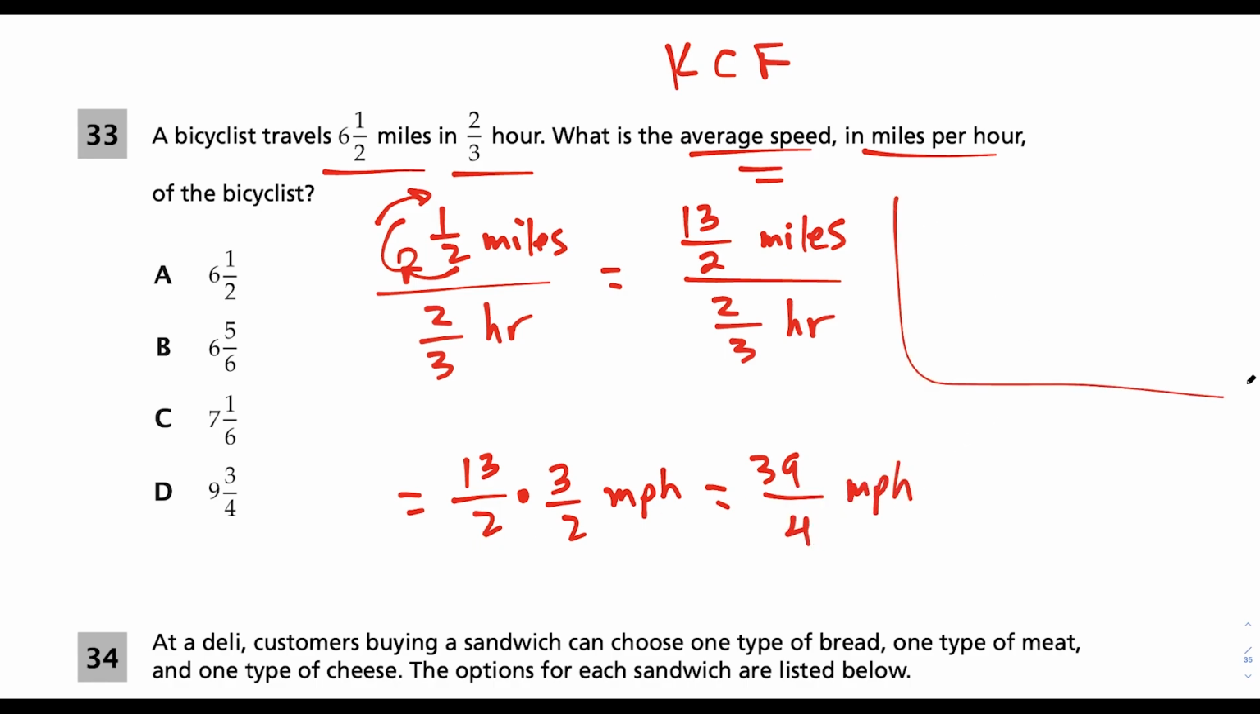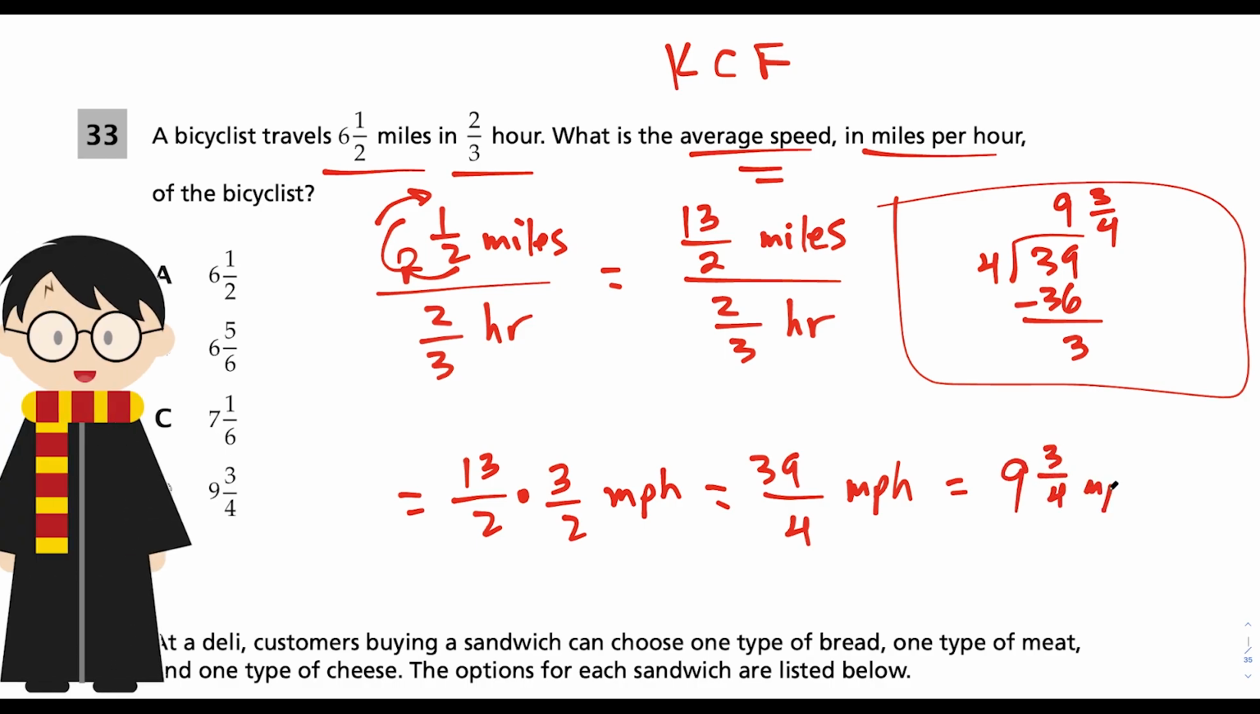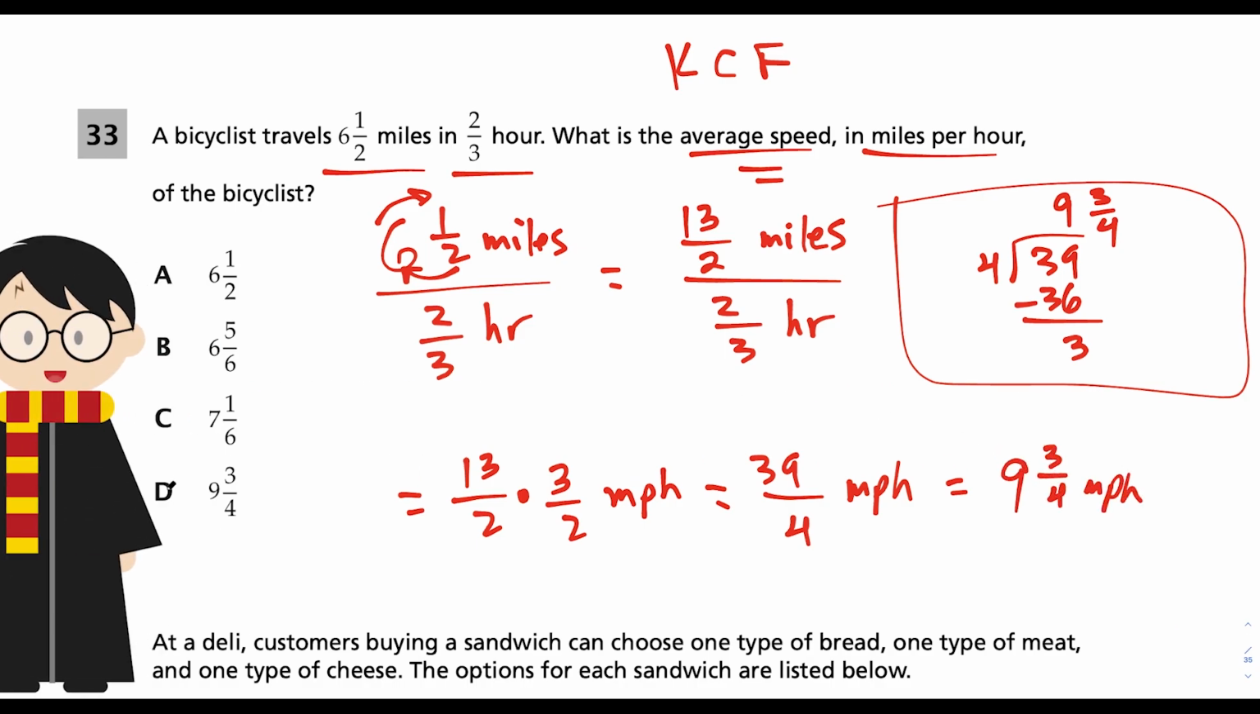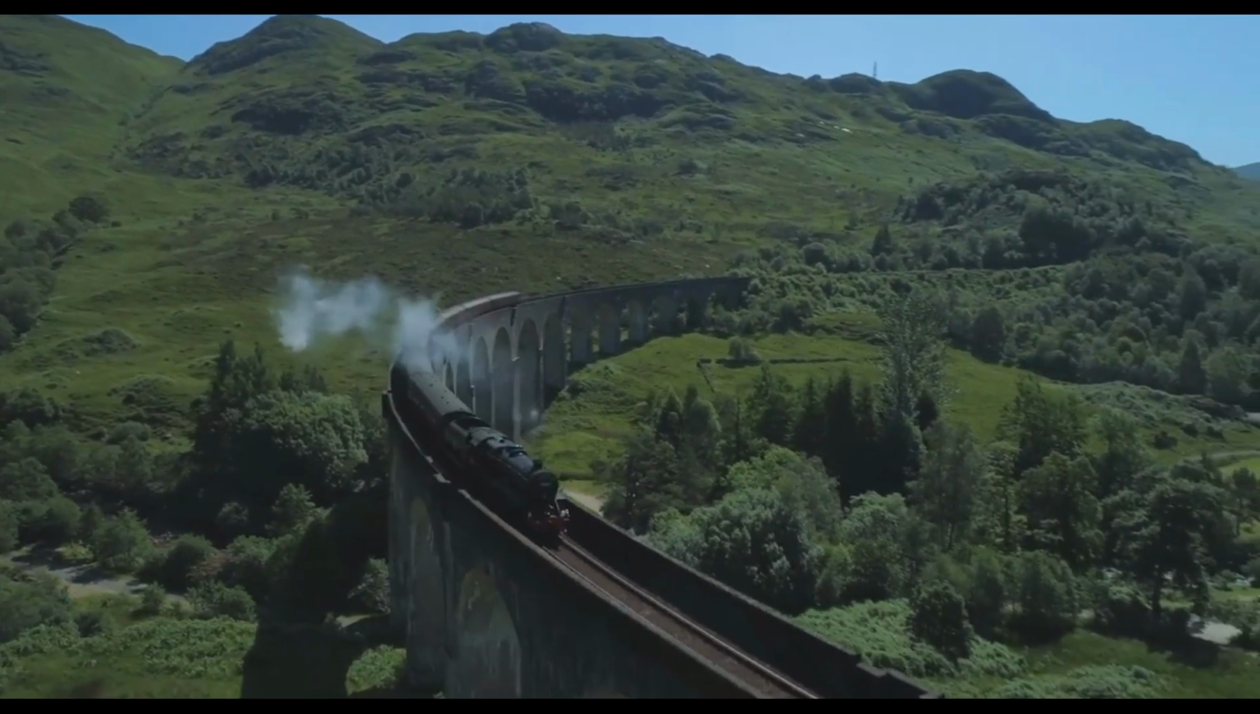And now I'll just go on a little side quest here and do 39 divided by 4. 4 goes into 39 9 times, and that would get us as close as 36. We would have a remainder of 3. So we'd have 3/4 like this. So the bicyclist is going 9 3/4 miles per hour. I wonder if this bicyclist is Harry Potter. If you get the reference, then awesome here. But our solution is 9 3/4.